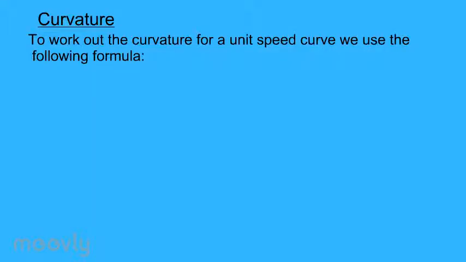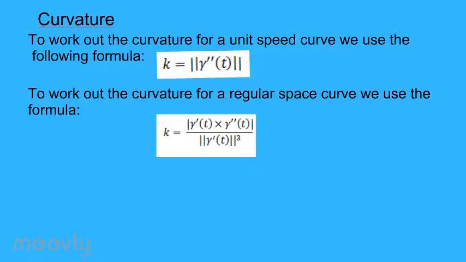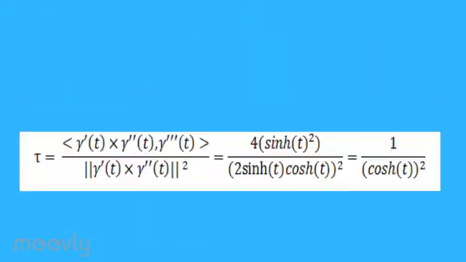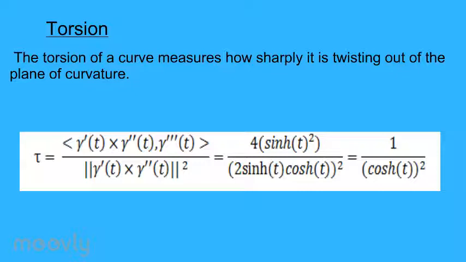To work out the curvature of a unit speed curve, we use the following formula. However, in this case it's easier to use the non-parameterized version and use the following formula. Therefore, the curvature for our curve is defined as shown. The torsion of a curve measures how sharply it is twisting out of the plane of curvature. The formula for calculating torsion is given by the following formula, and therefore the torsion of our curve is given by the following.